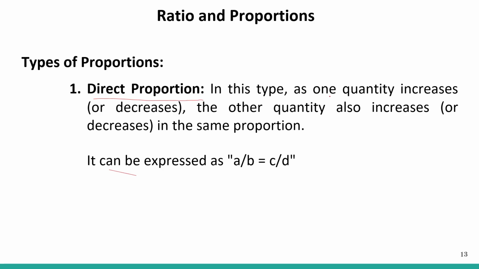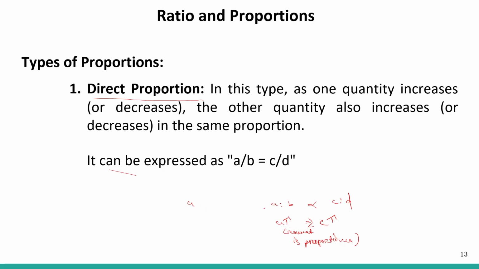In this type, as one quantity increases or decreases, the other quantity also increases or decreases in the same proportion. So if A is to B is directly proportional to C is to D, then if A increases, C increases, and the increment is proportionate. So what do I mean by increment is proportionate?